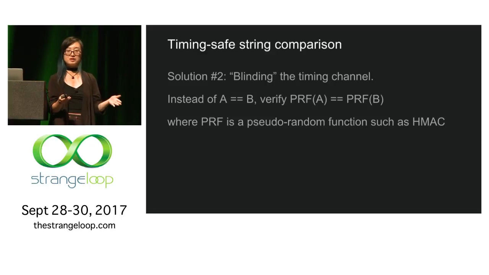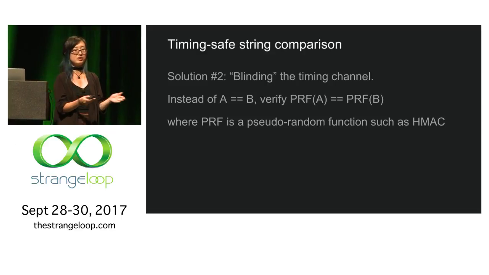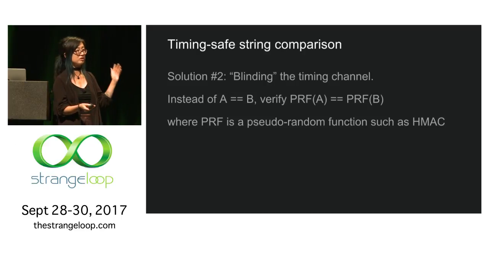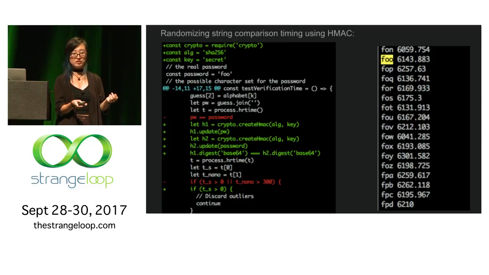Well, a simple way is to blind the timing channel. Instead of comparing these two strings directly, apply a pseudo-random function to the two strings, and then compare the outputs. By definition, the outputs are uncorrelated to the inputs. They're just random functions of it. So now when someone tries to measure the timing, they're measuring the timing of a random string, not the timing of the inputs, and so they can't recover that easily. A common pseudo-random function is HMAC, and you can get that from the Node Crypto API easily. So here, I just HMAC'd both of my inputs and compared those instead. And that runs even slower.